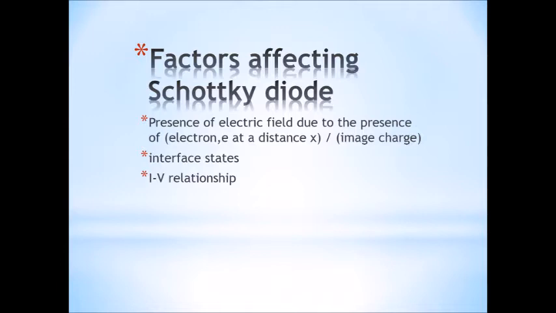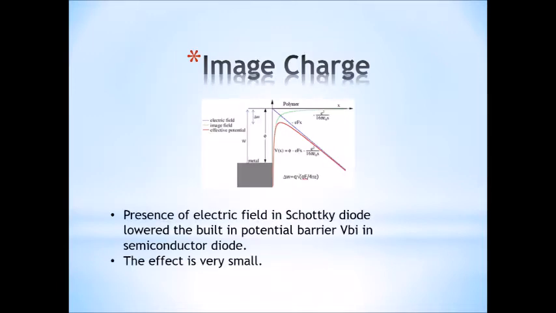Firstly, we have the presence of an electric field due to the presence of an electron at a distance, which is also known as image charge. Secondly, we have the interface state, also known as Fermi level pinning. And lastly, we have the current-voltage relationship of the Schottky diode. Before continuing, I would like to tell you that the Schottky barrier diode mentioned before is in its ideal condition. Now I will tell you what happens when there are other factors affecting it.